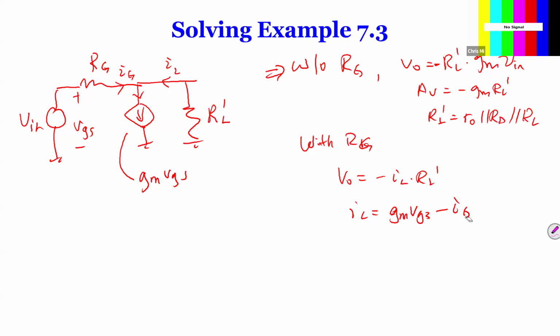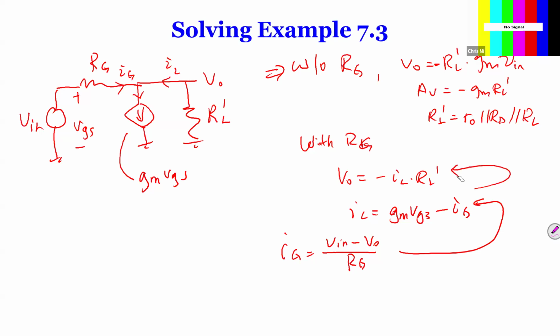terribly wrong. So IG is going to be V in minus VO divided by RG, because that's the voltage difference between the two terminals. You see VO and V in. So V in minus VO divided by RG gives you that IG. So now you can plug this back in, and then from there, plug back in here, and you get VO. So the actual expression is going to be a little bit complicated.